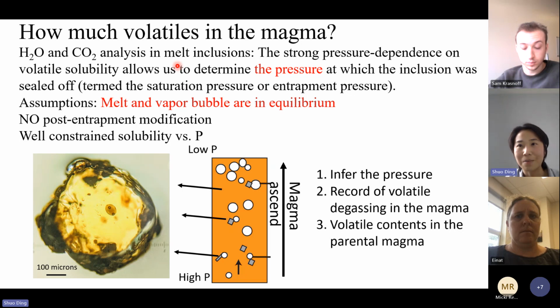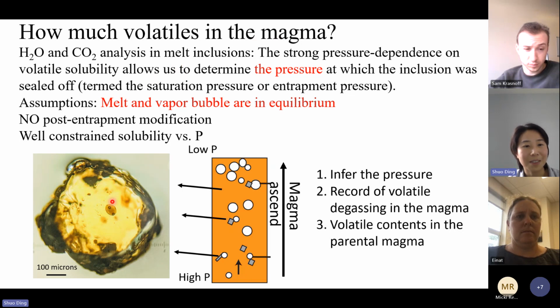If you measure the CO2 and water concentration in the matrix glass or in the lava flow, those are typically already degassed, and they have very low volatile concentration. So we don't really know how much volatiles there can be at higher pressure, when the magma was in the conduit. So that's when we turn to melt inclusions.